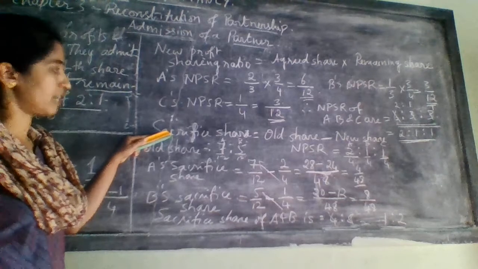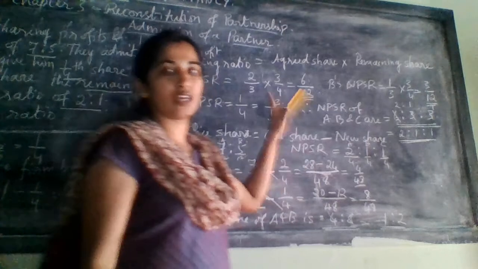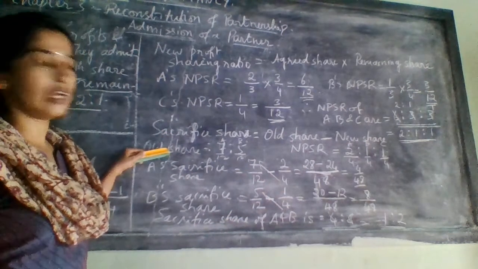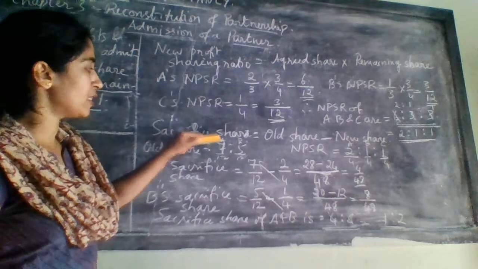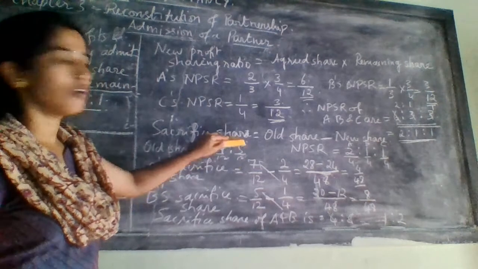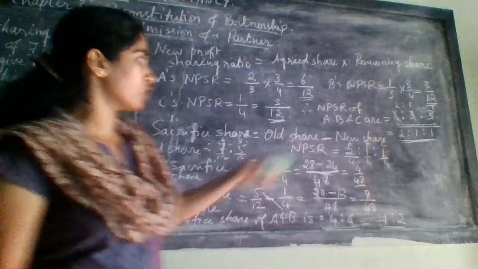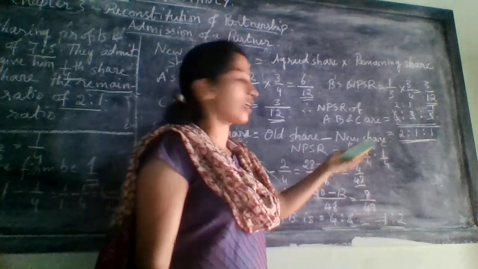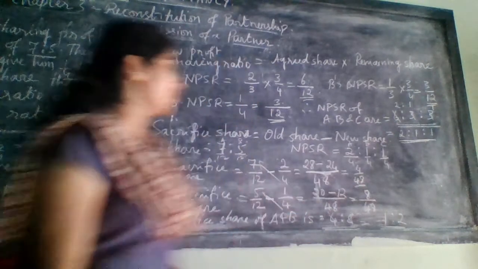Okay. After that, next comes the sacrifice ratio. How to find out sacrifice ratio? Sacrifice share is equal to old share minus new share. First step, write down the formula. After writing that, write old share. Old share is 7:5. That means 7 plus 5, it will come 12. 7 by 12, 5 by 12. Next, NPSR, new profit sharing ratio, that is 2:1:1. Write down 2 plus 1 plus 1, it will come 4. 2 by 4, 1 by 4 and 1 by 4.